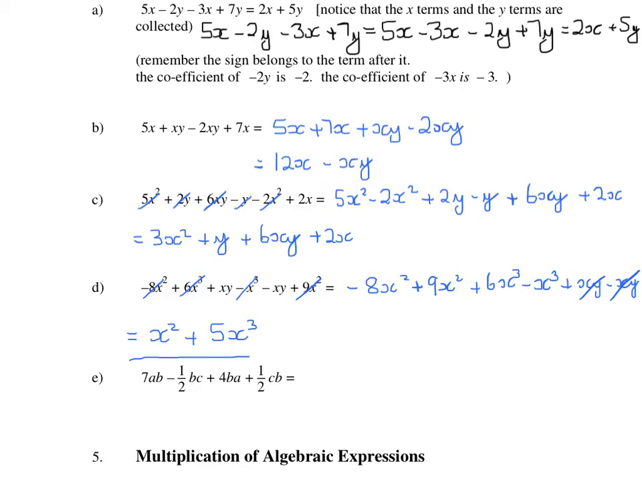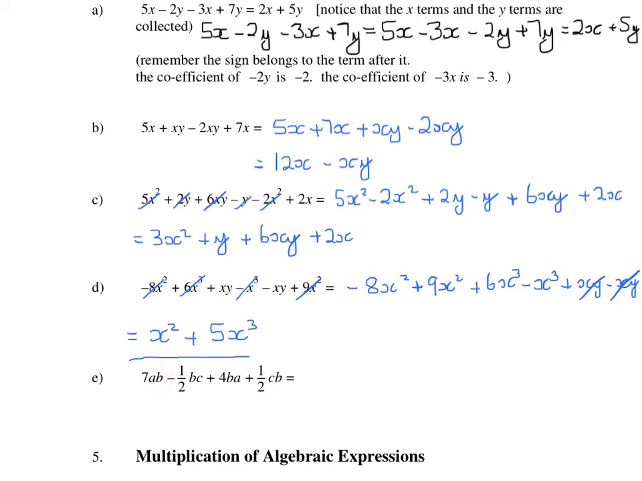Let's have a look at our last one. This one's a little more difficult. Well, it's not really, but we've got 7ab minus a half bc plus 4ba plus a half cb. Are there any terms there that are alike?